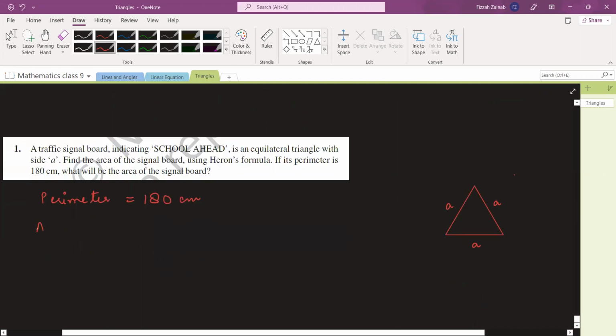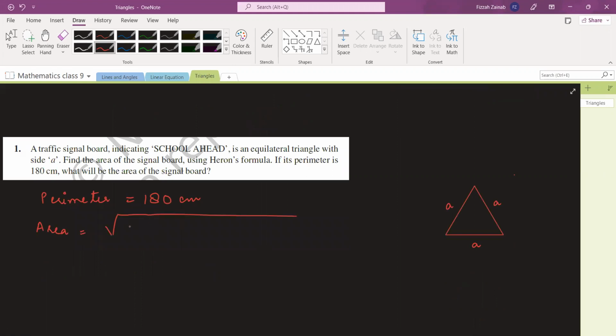So no problem. So according to Heron's formula, area will be under root S into S minus A, right? S minus, now B is also A here and C is also A here because all the sides are A, isn't it?